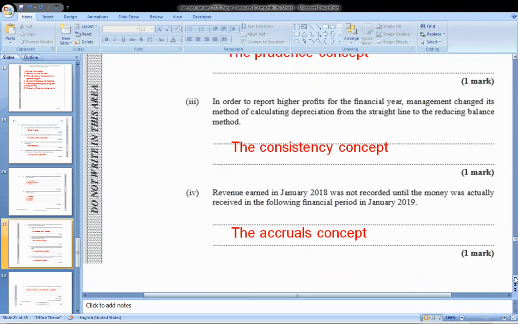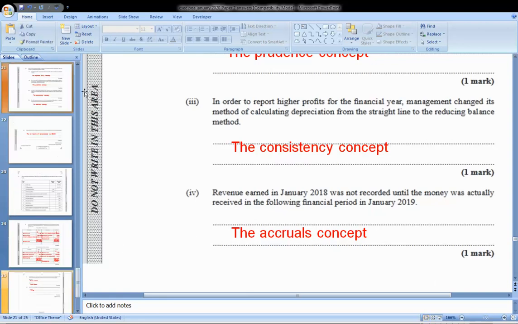The 4th part of the question says, revenue earned in January 2018 was not recorded until the money was actually received in the following financial period in January 2019. We know that is the accruals concept. So money owing, 1 mark for that. So that's a total of 4 marks for D. Let's go on to the other part now.